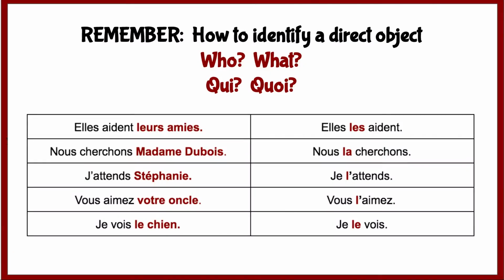D'accord? So, does that make sense so far? Because that's the easy part. I'm about to get into something a little bit tricky. And the tricky part is because you just can't expect one language to work exactly like another one. So sometimes there are these little differences that make a world of difference when you're speaking and trying to decide between lui and le and all that kind of stuff. So tricky. Here we go.